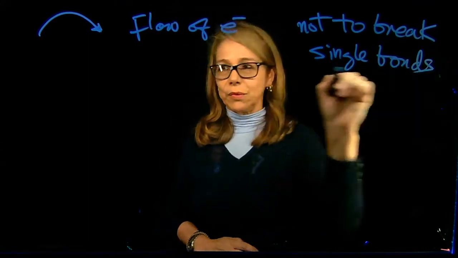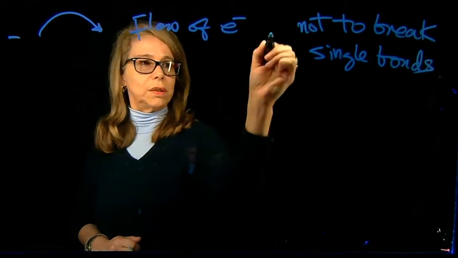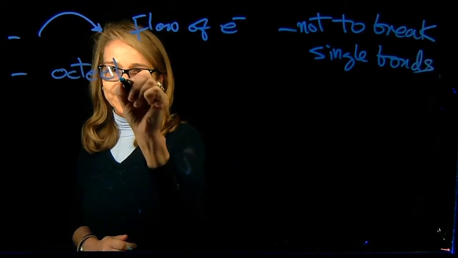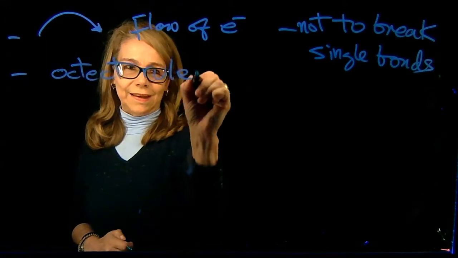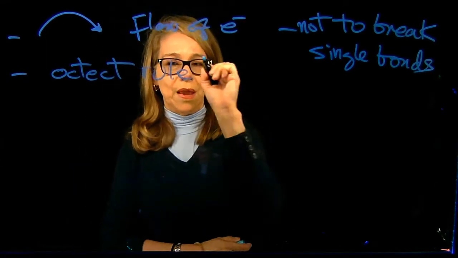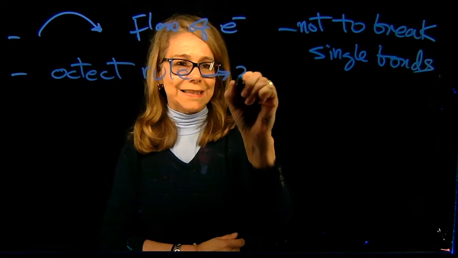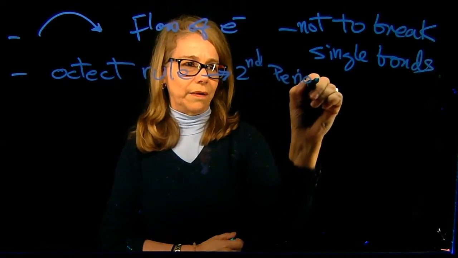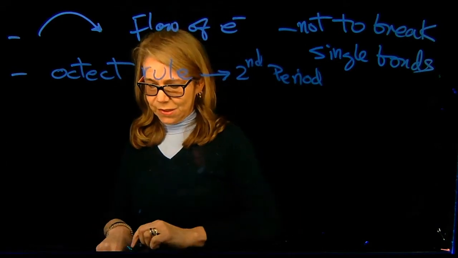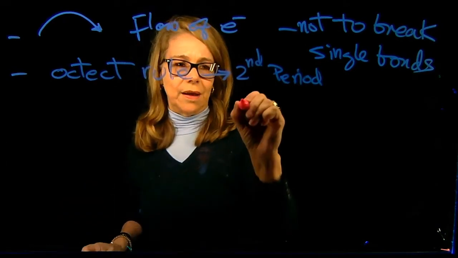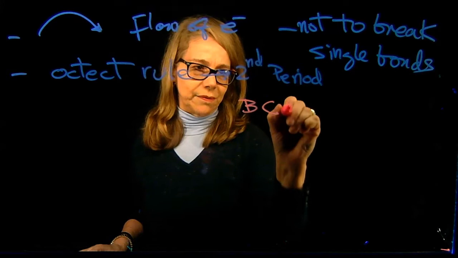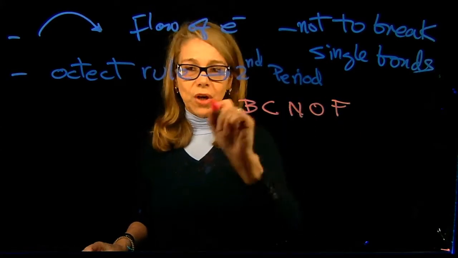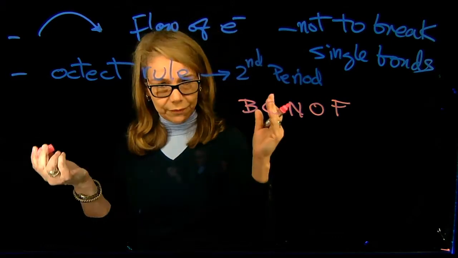And another thing we need to remember is the octet rule. Here we need to know what applies for the elements in the second row, or the second period, of the periodic table. So here we're interested in boron, carbon, nitrogen, oxygen, and fluorine for the most part. Those do not exceed 8 electrons around, meaning for bonds also.